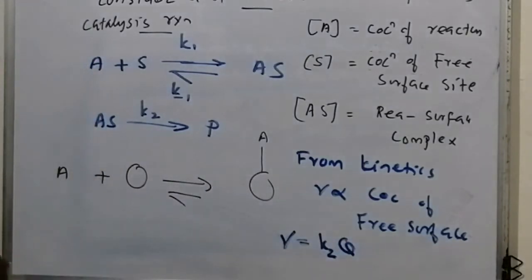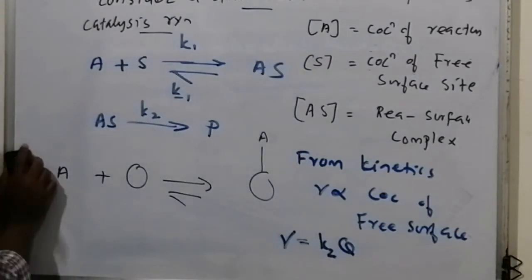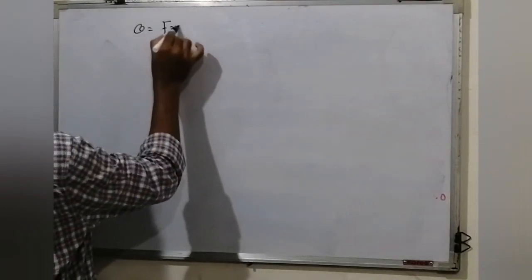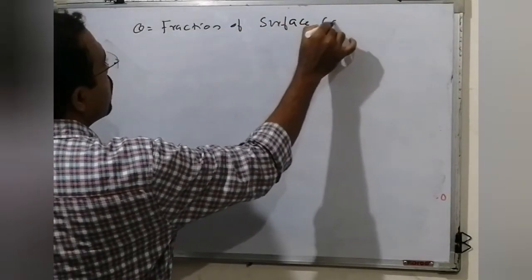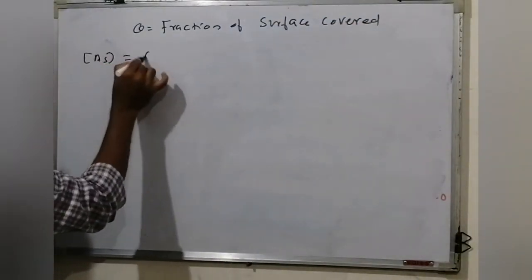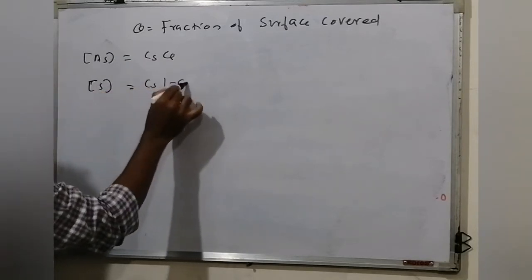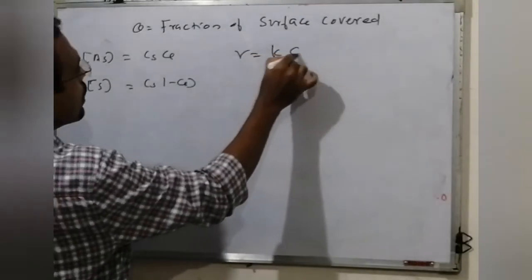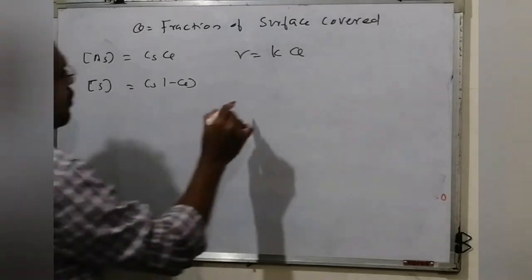I will explain what theta is. Students, in kinetics, theta is equal to the fraction of surface covered. Therefore, AS is equal to Cs theta, and S is equal to Cs (1 minus theta). Rate is equal to K2 into theta, the fraction of surface covered. Now, according to the study, this is our mechanism.